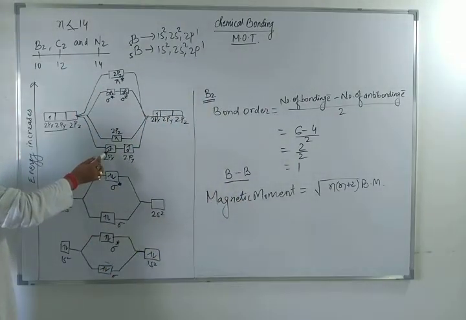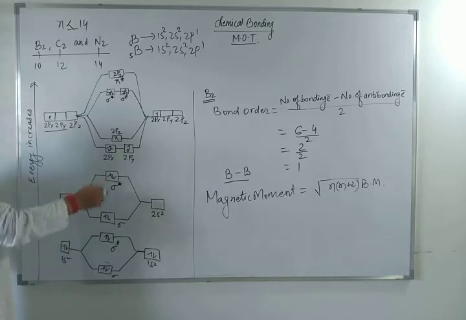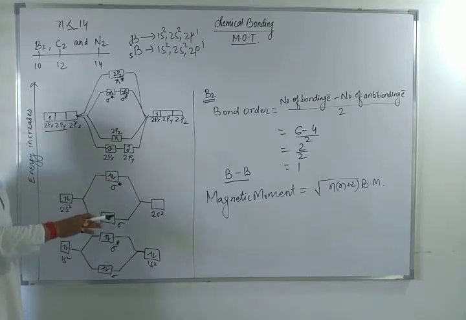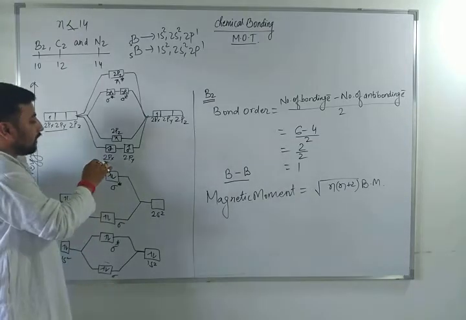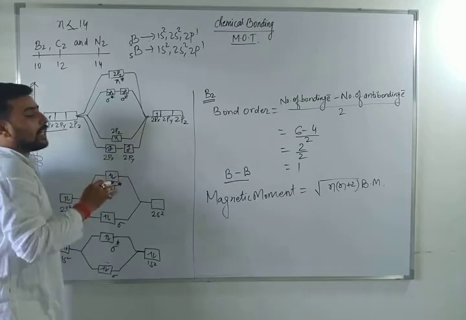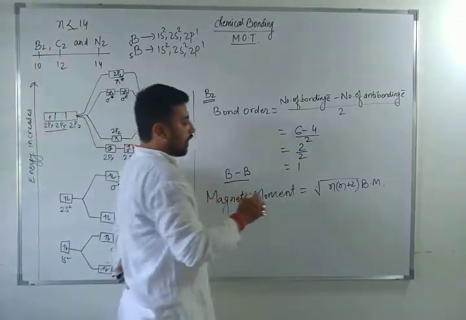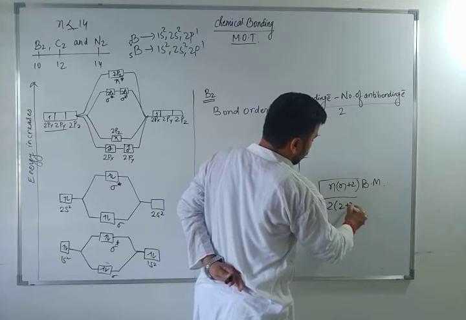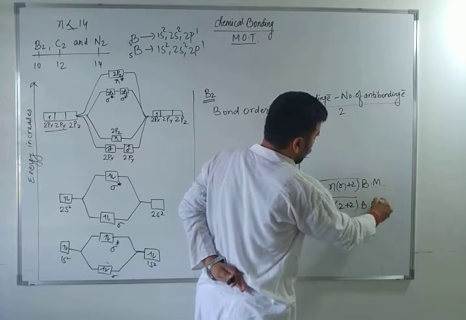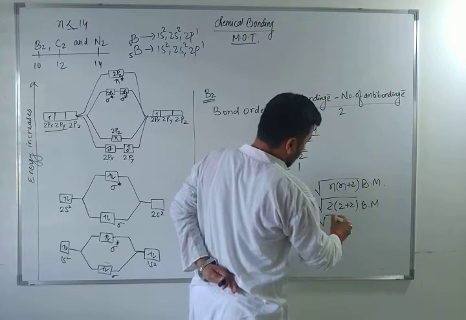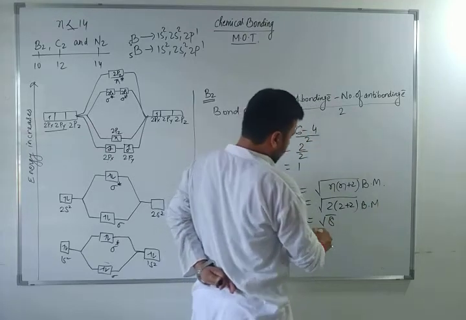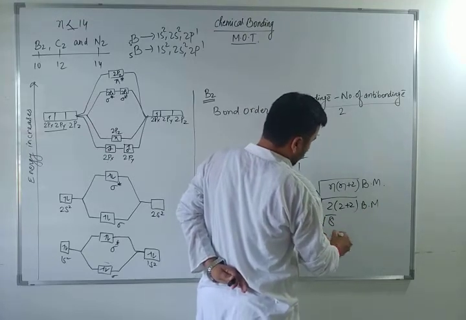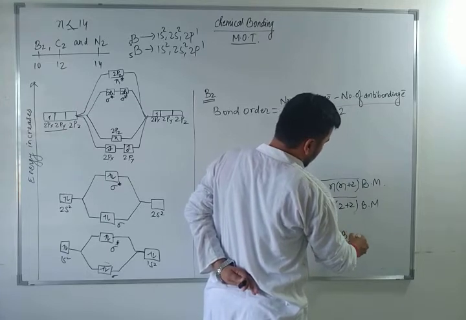Here you can see the number of unpaired electrons. In 1s2 and 2s2, all the electrons are paired, but here one electron is in 2px and another electron is in 2py. So there are 2 unpaired electrons. So magnetic moment is root of 2 into 2 plus 2, that is 2 plus 2 is 4, 4 plus 2, under root 8, that is equal to 2.9 BM, you can write.